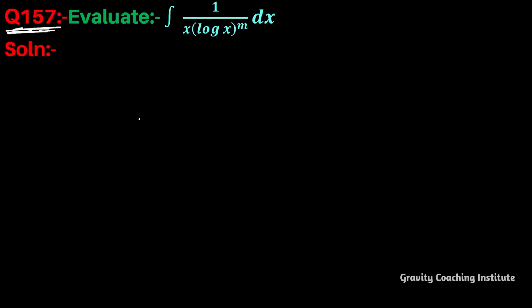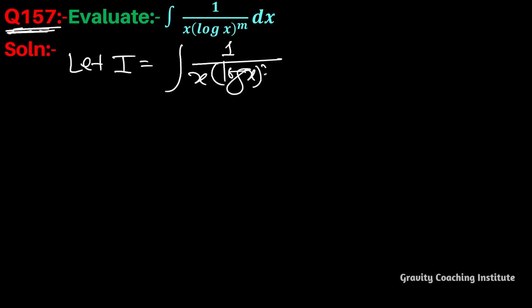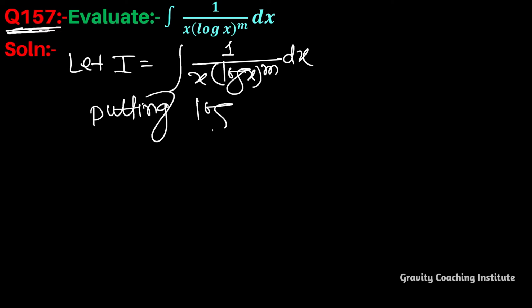Question number 157. Evaluate integration 1 by x into log x to the power m dx. So first of all, let I equal to integration 1 by x into log x to the power m dx. So isme hum put karenge log x ko. Putting log x equal to t.